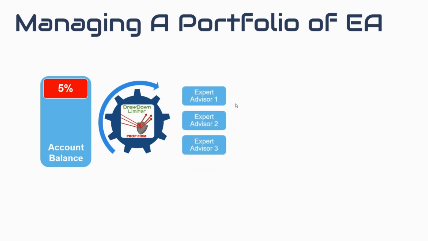Let's say, for example, you now have different expert advisors. You have expert advisors 1, 2, and 3 that are running on your account and taking the trades for you. Once the total drawdown of the 3 expert advisors reaches 5%, what will happen? You're going to stop trading. With the basic DrawDown Limiter, any new trade after that, it's going to kill it or just close it. So that's the way it's working now.